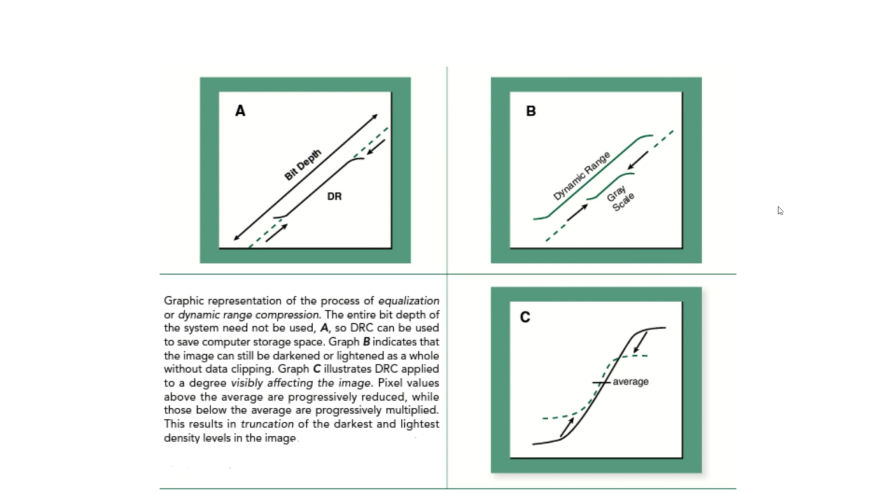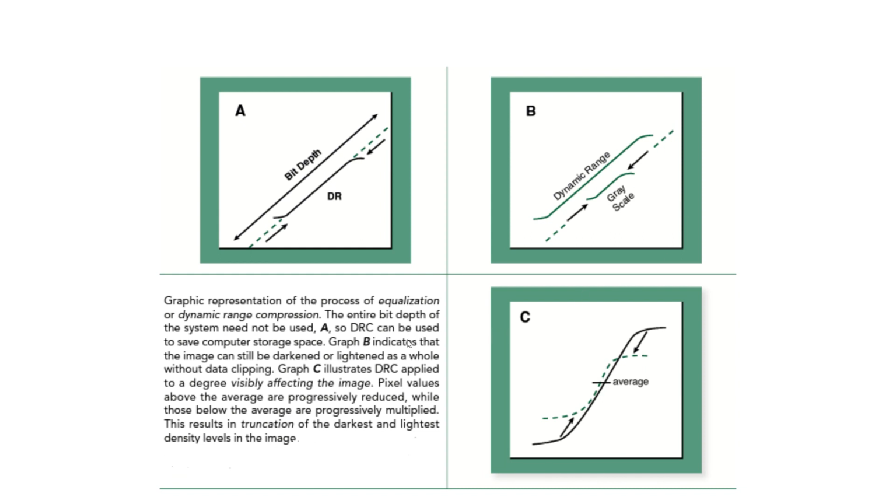And you can save some computer power by doing this, but if you do too much of it, you end up with C. But let's back up. A is representing no DRC, right? No dynamic range compression. It's the full spectrum, basically, all the grayscales, right?